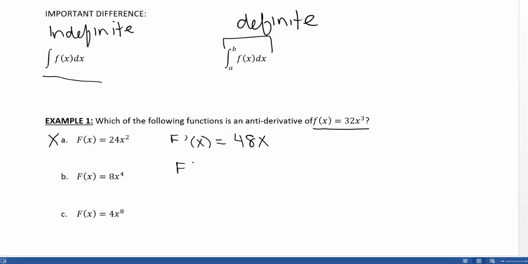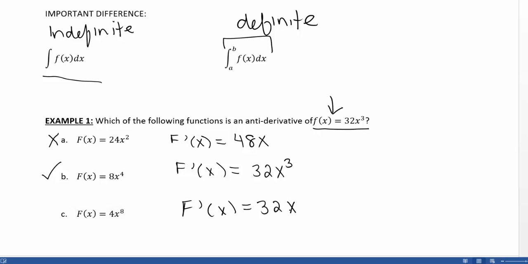For b, if we take the derivative here, we're going to get 32x cubed. Well, that's what we were looking for here. So that means that b is an antiderivative. And then finally for c, if we take the derivative of that function, we get 32x to the 7th. So the power is wrong. So that is not an antiderivative. So if you have a function that you think might be the antiderivative of the function you're looking for, you can always take the derivative of it to check against the original function.